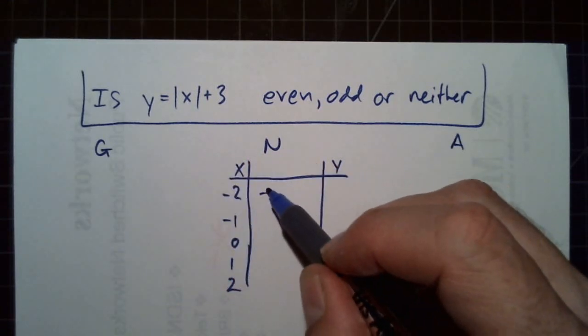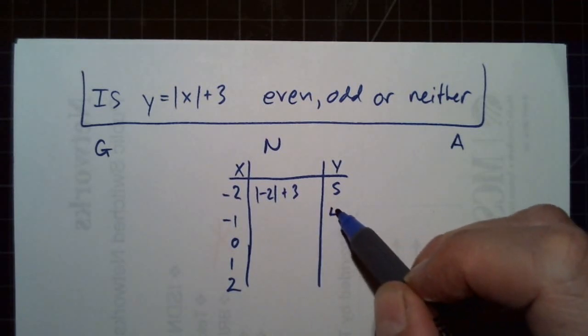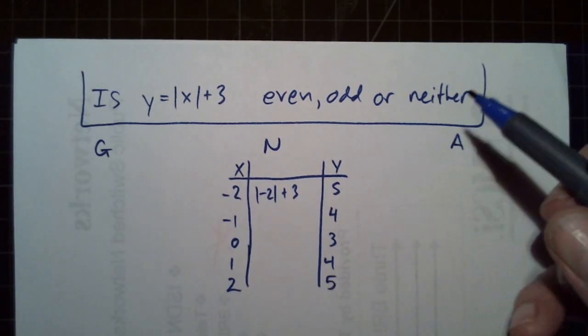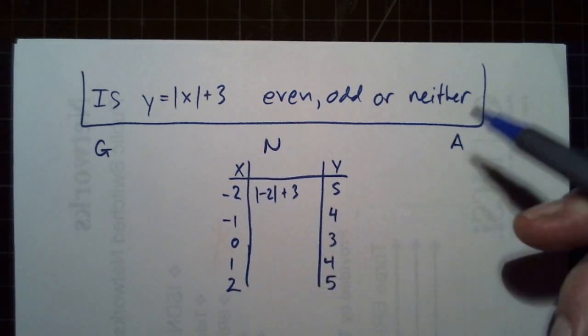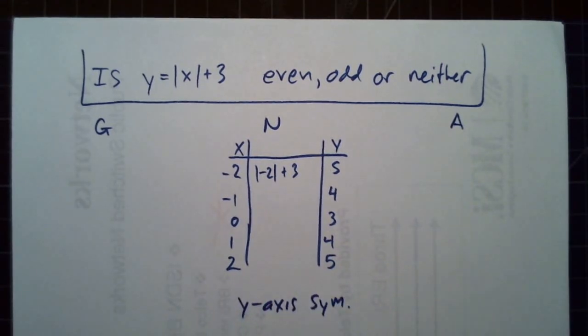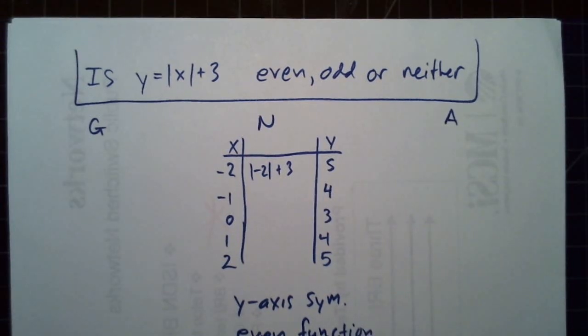Absolute value of negative 2 plus 3, we get 5. And here will be a 1 plus 3 is 4. 0 plus 3, 1 plus 3, 2 plus 3. We have the same y value, but we have opposite signs on the x value. So when the x value changes signs, we have y-axis symmetry. And y-axis symmetry is called an even function. Not everything with y-axis symmetry is an even function, because it might not be a function. Here it is a function, so we call it an even function.